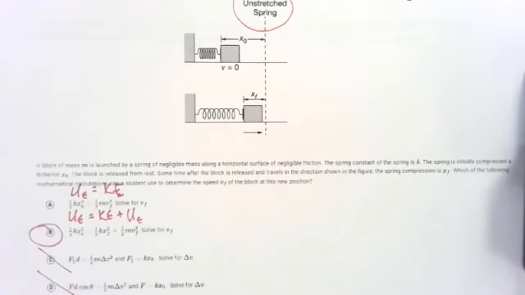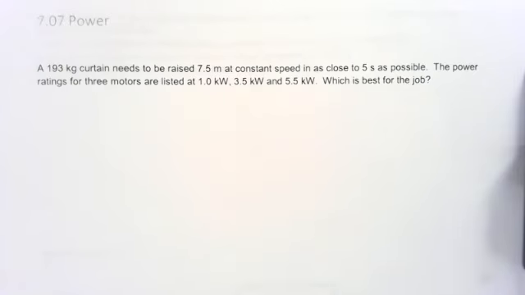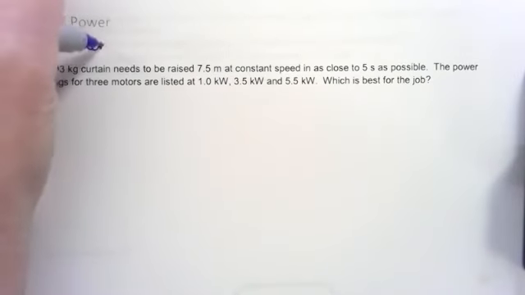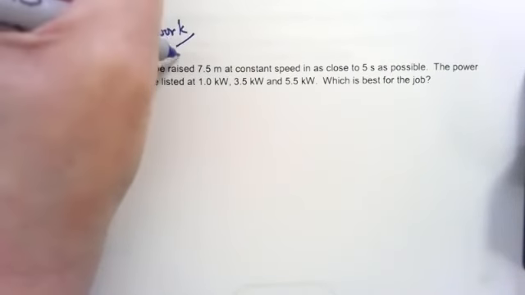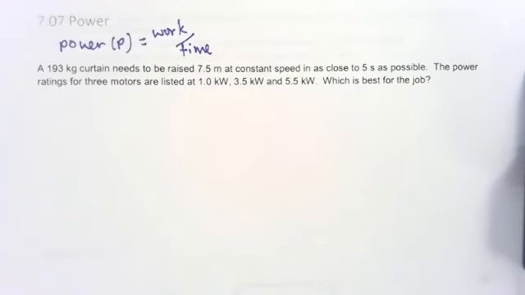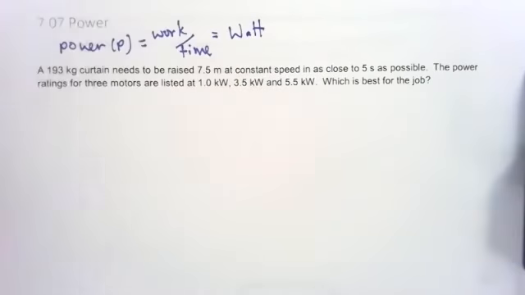All right, that wraps up conservation of energy. Let's look, I'm just going to throw power in here, and we're going to talk briefly about what power is. Power, by definition, is work per unit of time. So we say that power, which is capital P, is work divided by time. The unit here is the watt. That is the metric unit.